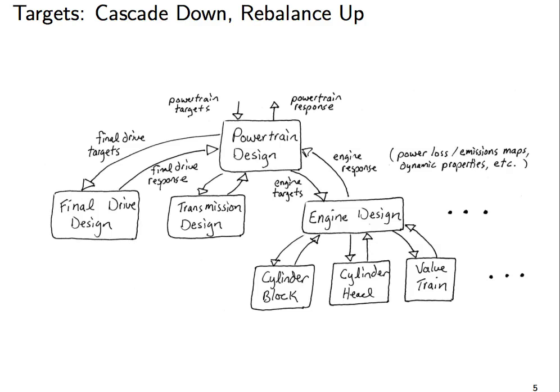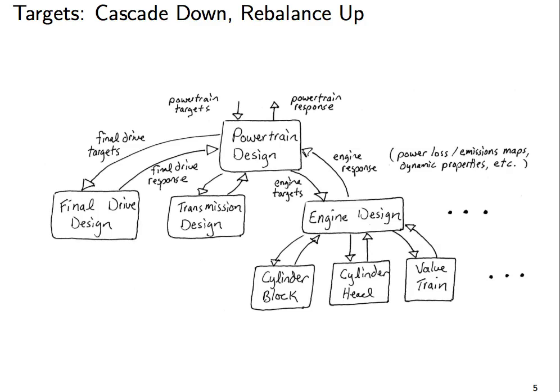Targets need to be set for each subsystem that correspond to metrics that describe subsystem behavior. For example, the powertrain system design group may specify a target power loss curve for the engine design group. The actual power loss curve that the engine design group can achieve using available technology and resources is the response to this target.